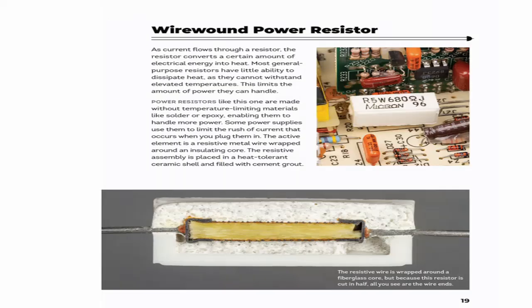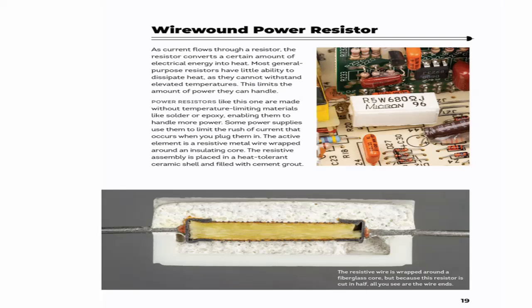The third component we are going to discuss is a wire wound power resistor. As current flows through a resistor, the resistor converts a certain amount of electrical energy into heat. Most general purpose resistors have little ability to dissipate heat as they cannot withstand elevated temperatures. This limits the amount of power they can handle.